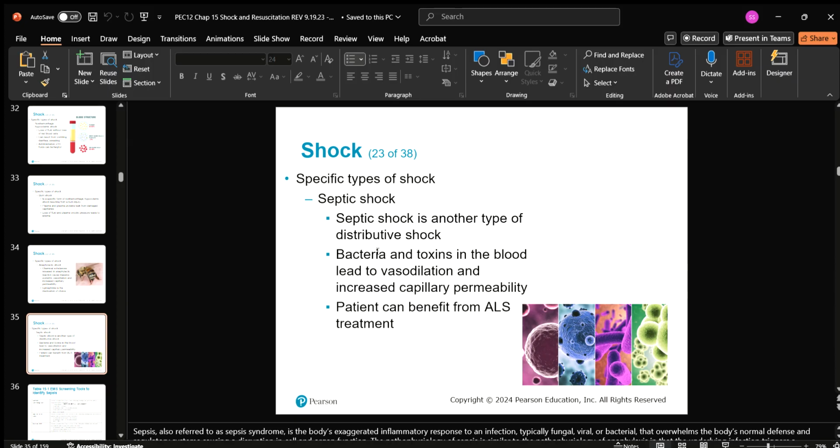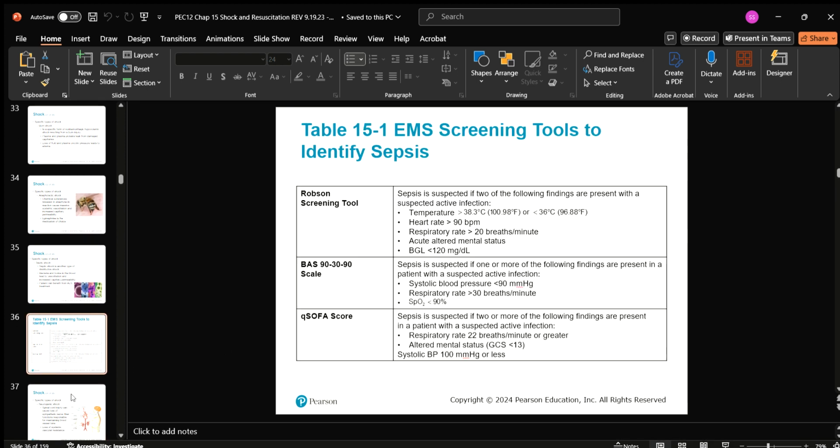So these patients, we often see this in nursing homes where our patients are septic. They just have massive infections throughout their entire bodies. And then this kind of breaks it all down for what we might be expecting to see in a patient with sepsis.